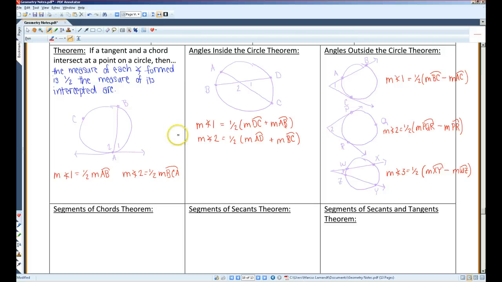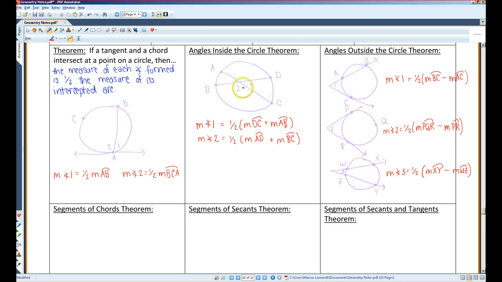If two lines intersect a circle, there are three places where the lines can intersect. If you have lines that intersect inside the circle, if two chords intersect inside a circle, then the measure of each angle is 1/2 the sum of the measures of the arcs intercepted by the angle and its vertical angle.